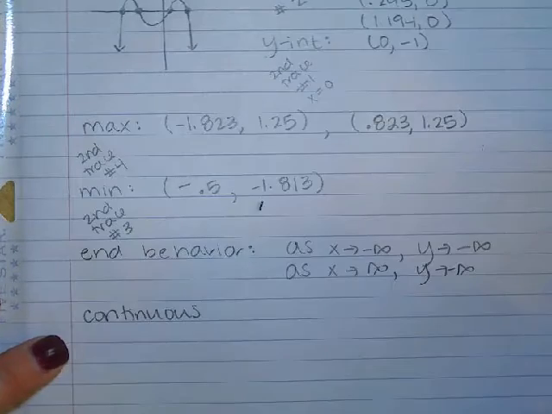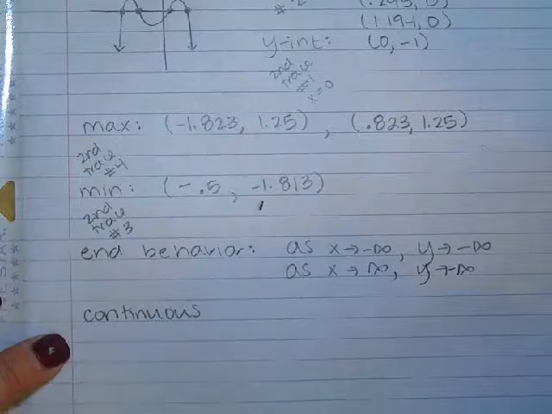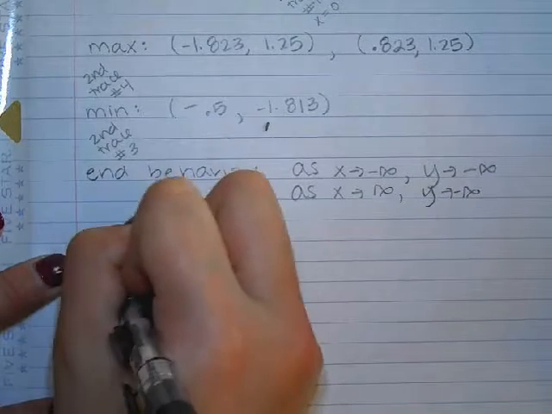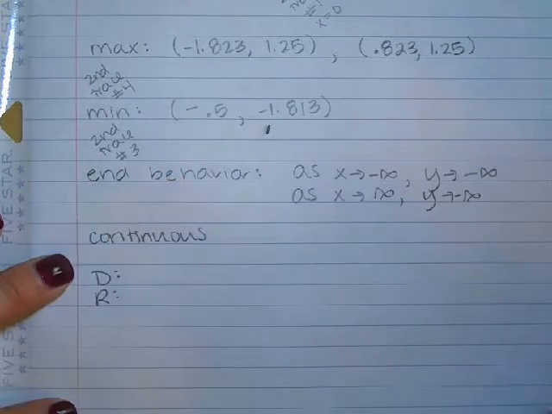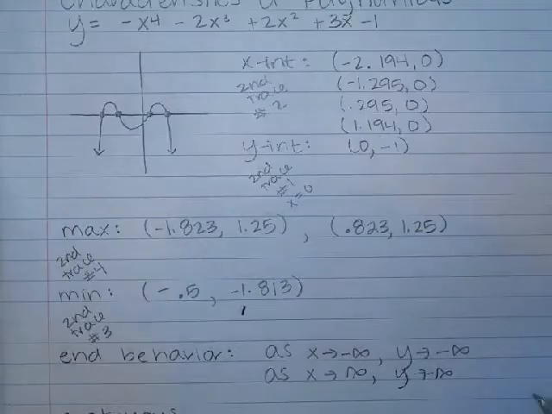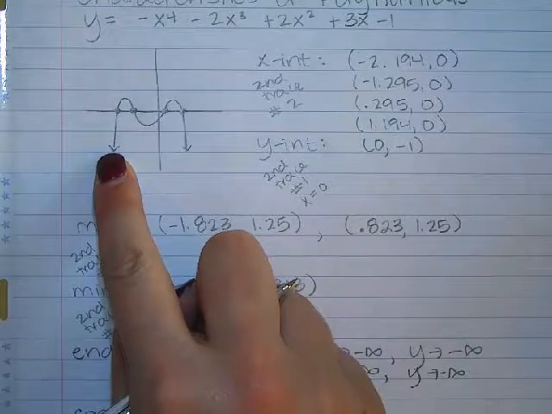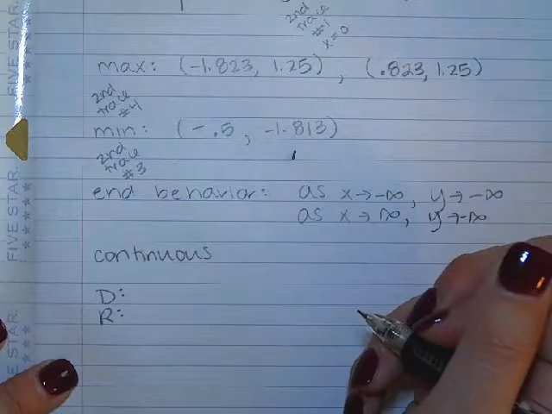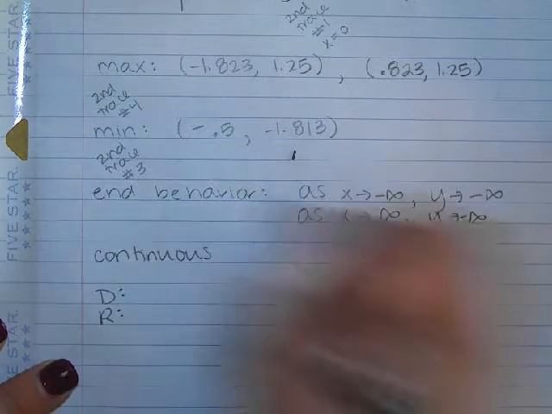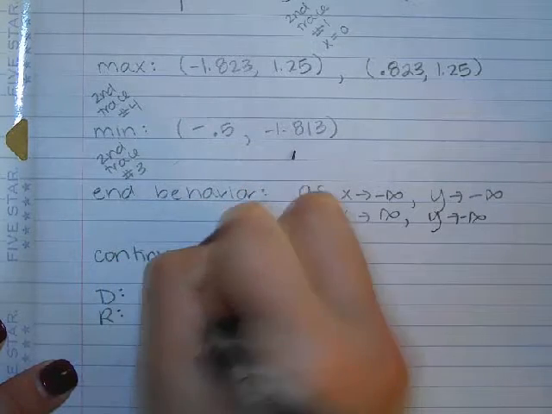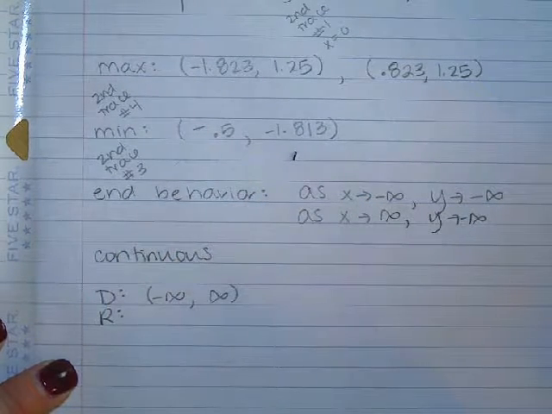What else do we look for? Yep, domain and range. So the domain is from the left side of the graph to the right side of the graph. So what do you guys notice? So it goes left forever, right forever. Which infinity do we write first? So negative infinity on the left side, positive infinity on the right side.